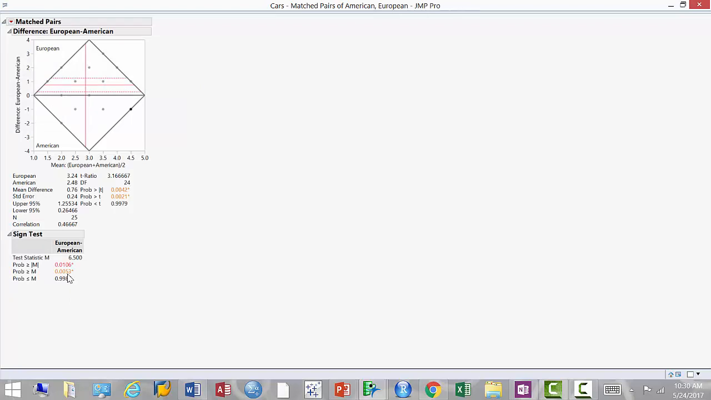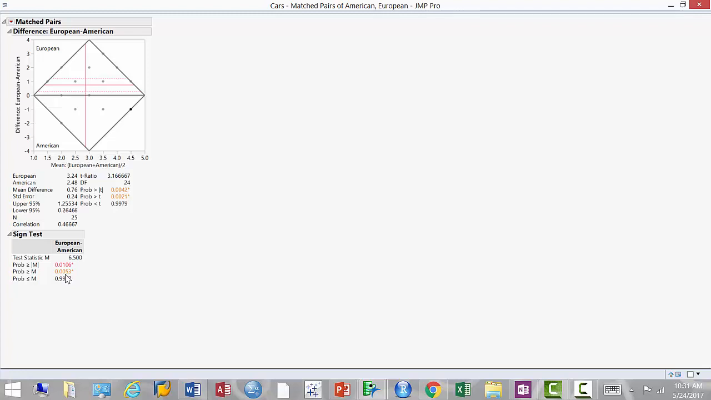And I'm looking at what tail, right tail or the left tail? The right tail, okay? Because I'm thinking that European is higher ranked than American, therefore the difference between them should in general be greater than 0, right? Difference between two distributions in general should be higher than 0. So therefore I'm looking at this p-value, probability greater than m, whatever m is. It's like the test statistic that the software calculates behind the scenes, right? So that's my p-value, 0.0053.